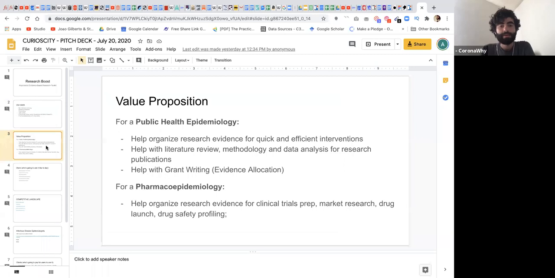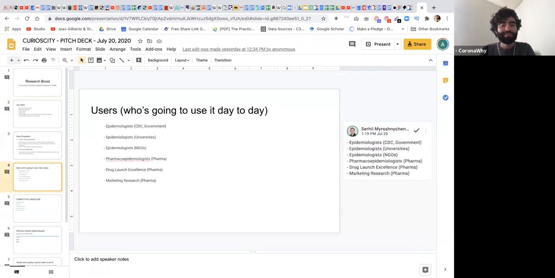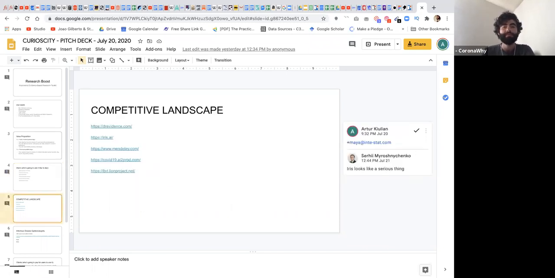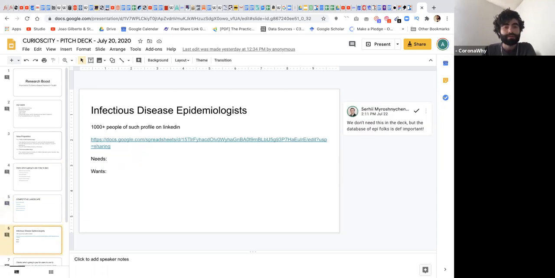So there's a value proposition for public health epidemiology, and then there is the second word, pharmacoepidemiology, tongue twister. And then there are the users who are going to use it day to day: epidemiologists, pharmacoepidemiologists, drug launch excellence teams, market research teams. Then there is some competitive landscape on the existing tools. Then there is a list of infectious disease epidemiologists just internally.